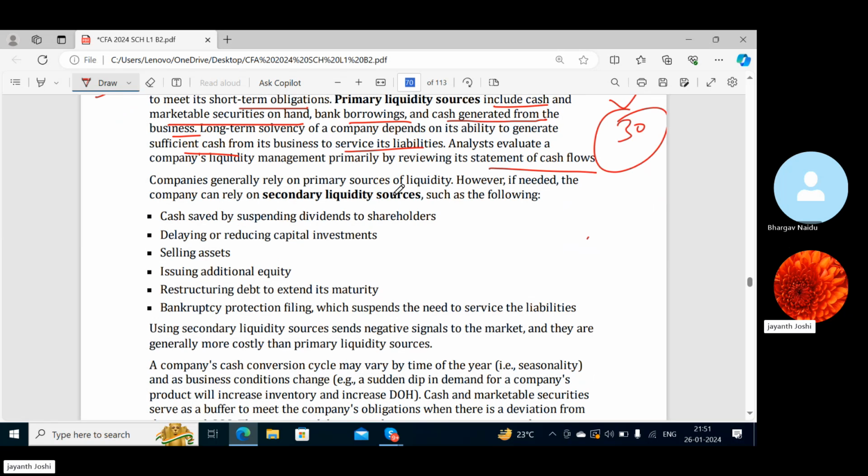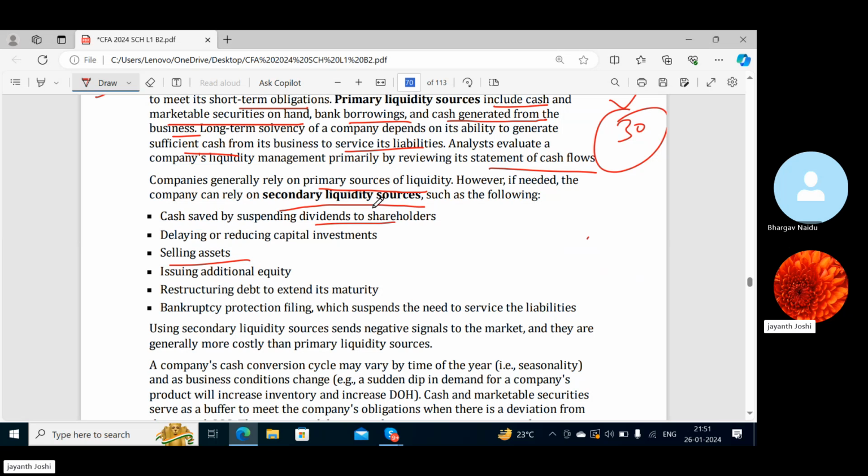Companies generally rely on primary sources of liquidity, which we discussed right now, which is cash in hand, cash at bank, or cash equivalents, marketable securities. However, if needed, sometimes a company can go for secondary liquidity sources. That is nothing but last resort. Sometimes they can sell their assets. They can not pay dividends to their shareholders.